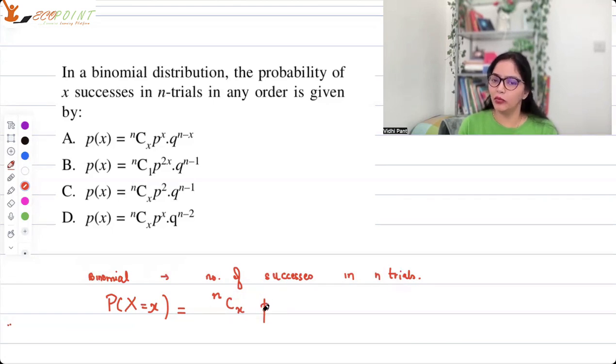NCX. And probability of success is, say, P, according to the question, we can take that. And probability of failure is Q. So how many successes do we have? We have X number of successes, and these are independent trials because it's binomial. So P into P into P, X number of times. And that means there are N minus X number of times that you have had failure. So probability of failure is Q. Since this is happening simultaneously, you will have a product here. And that is why the correct answer will be A.